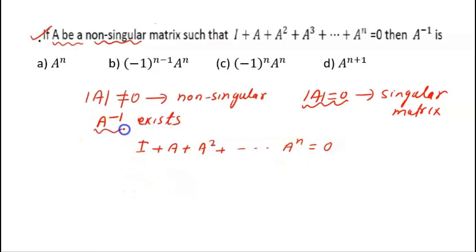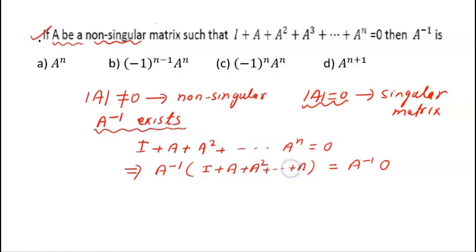And since A inverse exists, we can multiply A inverse on both sides of it. So here we multiplied A inverse on the left side and on the right side. If I multiply A inverse on the left side, we get this expression, A to the power n. So what will happen? Look at this very carefully.